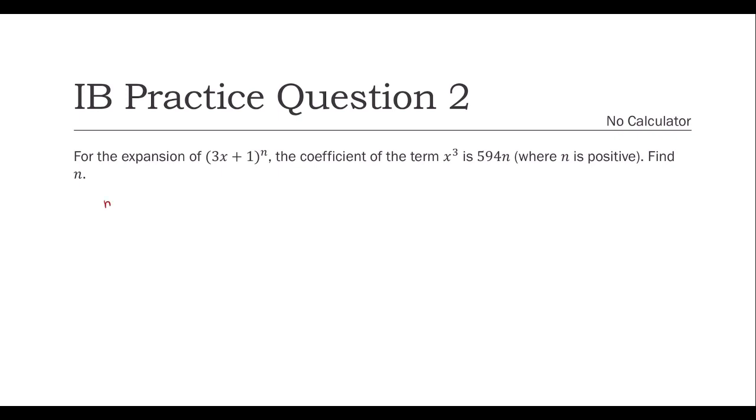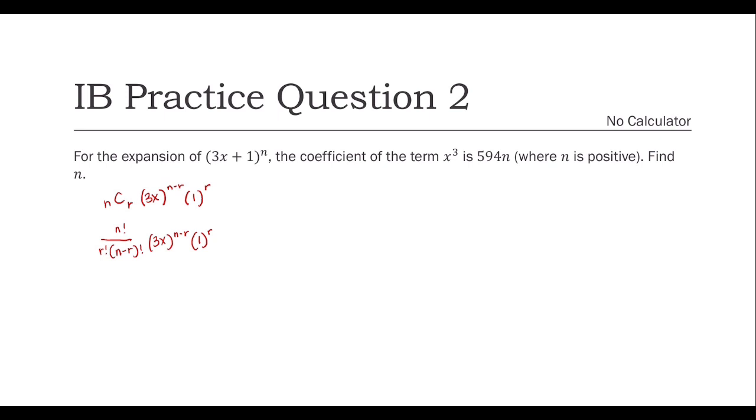So we have n choose r of our first term, which is 3x to the n minus r, times our second term, which is 1 to the r. So we're going to turn our n choose r into the formula for that. So we have n factorial over r factorial times n minus r factorial, times (3x)^(n-r), times 1^r.